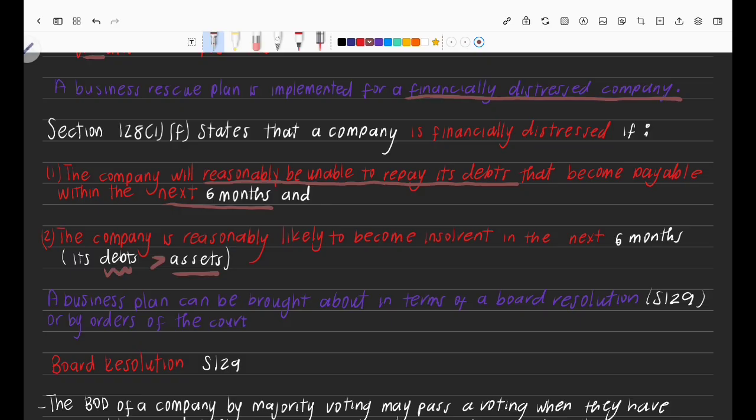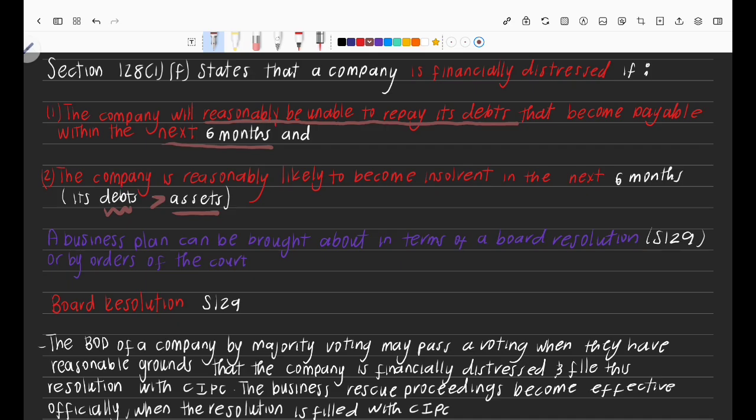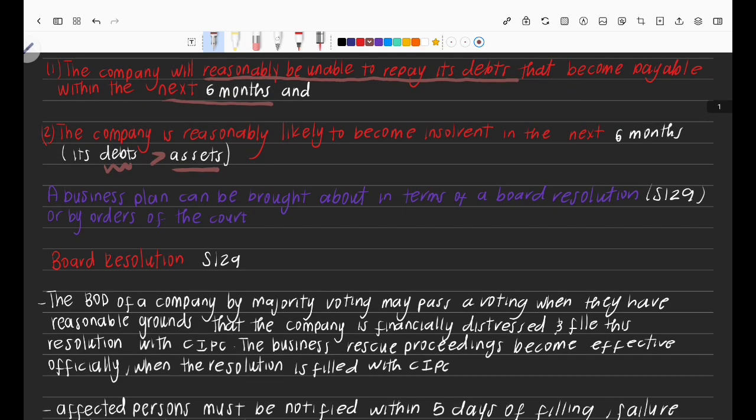Now we have defined what we needed to define. We move on to the next thing. We are saying, okay, we understand that this company is financially distressed and there needs to be some plans to save this company, but how then do we initiate the business rescue plan? So we go on to the next section, right? So first section 128 defines business rescue. Section 129 tells us how you can initiate this business rescue.